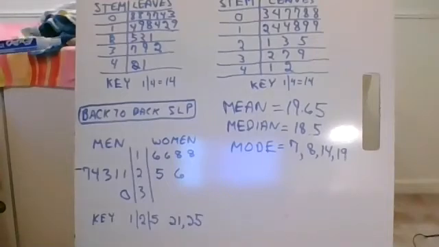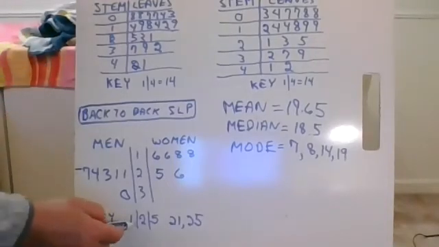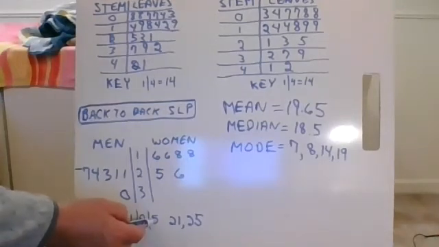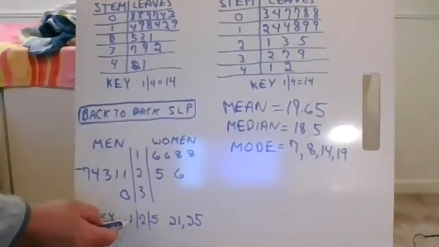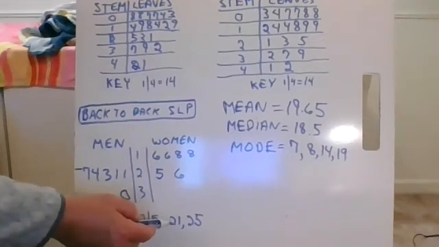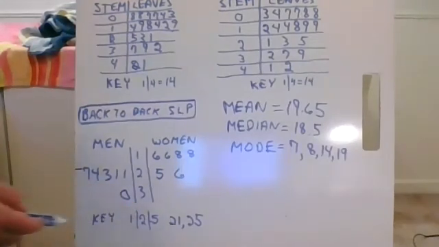Sometimes you want to compare 2 different sets of data. And the key, if you have a 1, 2, 5, that would be 25 and 21. 21 men and 25 women. That's what that would represent. That's called the key. So to any stem and leaf plot, you need a key.